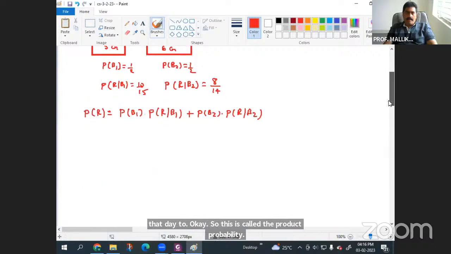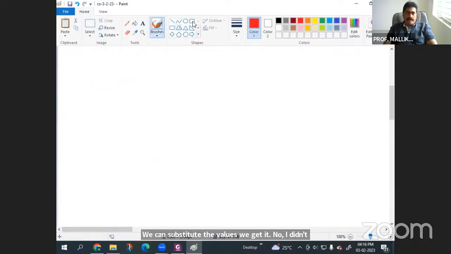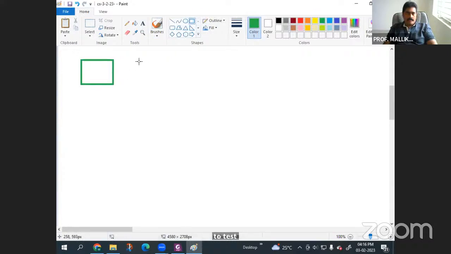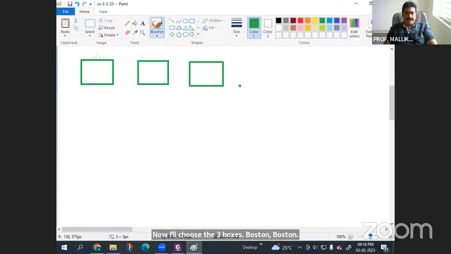Now I will choose 3 boxes: box 1, box 2, box 3, so B1, B2, B3. In this one, 5 yellow, 2 red; 4 yellow, 3 red; 3 yellow, 6 red.